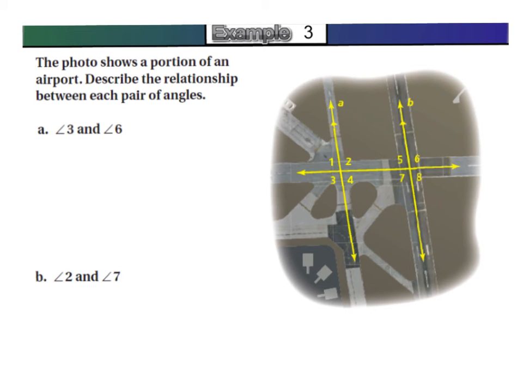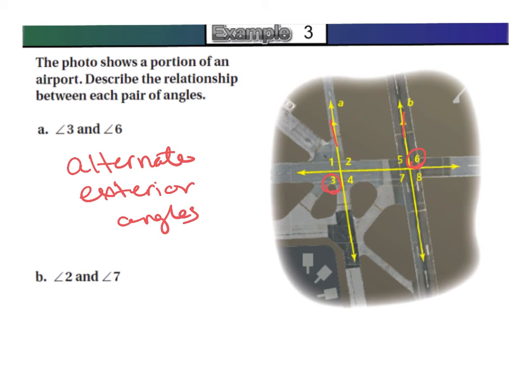So let's look at angles 3 and 6. They are outside of the parallel lines and they're on opposite sides. So they are alternate exterior angles. So let's take a look at 2 and 7. Those are inside and opposite, so those are alternate interior angles. Sorry for my bad handwriting today.